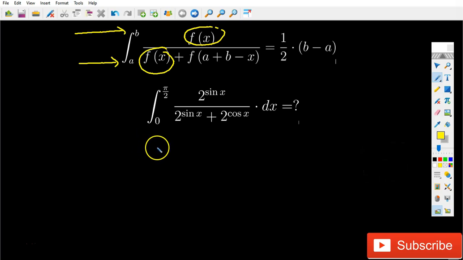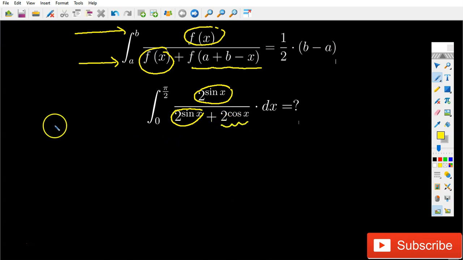First of all, as you may notice, we see 2 to the power of sine x on top, and also we see 2 to the power of sine x on the bottom. So we met the first requirement. Then we need to meet this requirement also: f of a plus b minus x, lower limit plus upper limit minus x, should be equal to this one. So let's check that. My lower limit is 0, so f of 0 plus pi over 2 minus x is going to be equal to f of pi over 2 minus x.